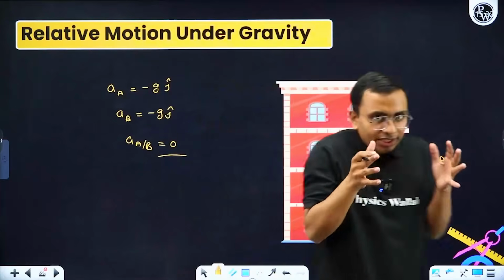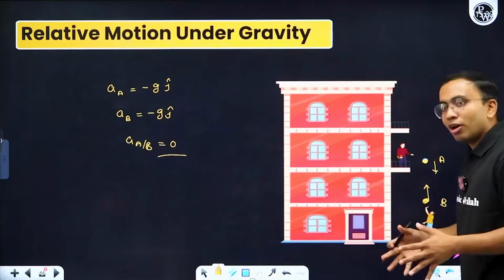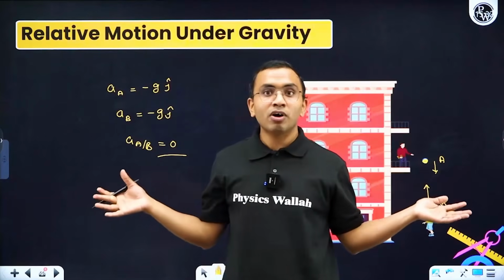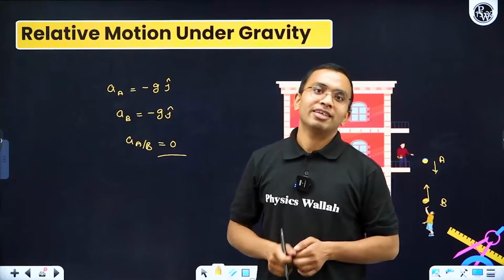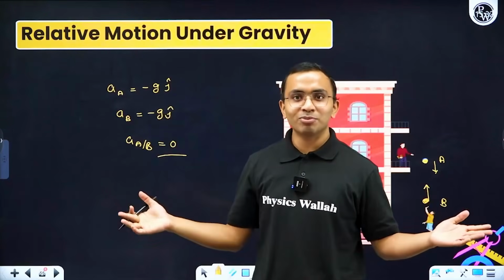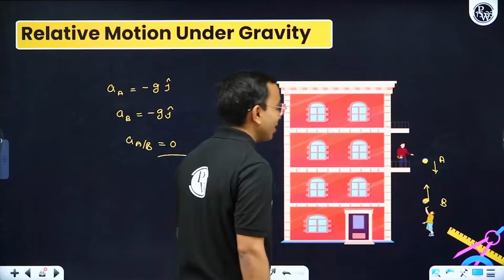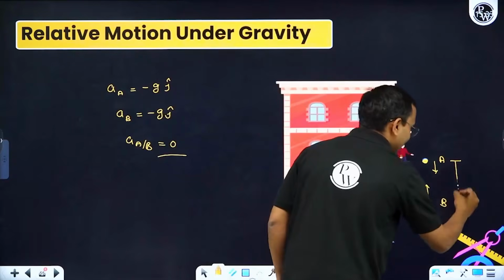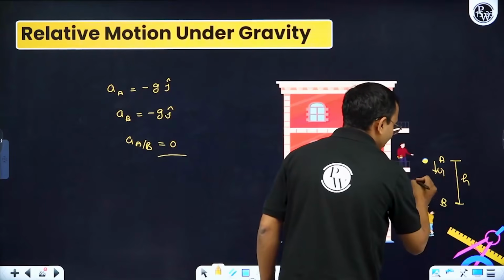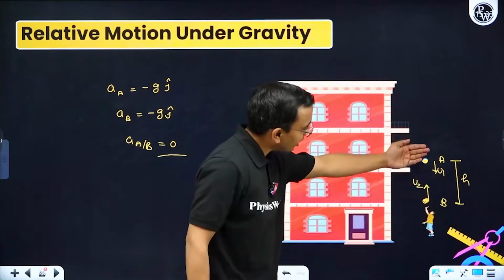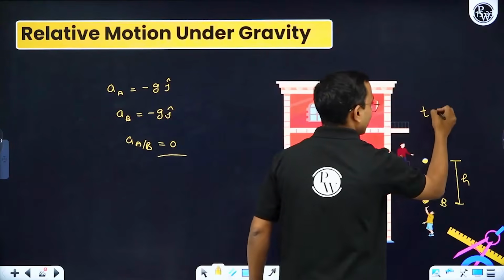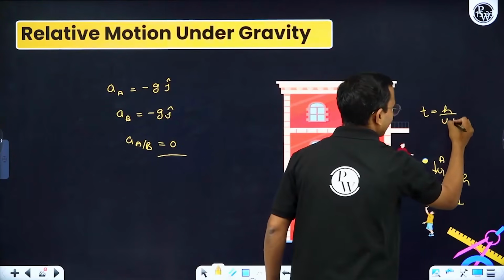So if you sit on one of the balls and you observe the motion of the other ball, it will be moving with uniform velocity. It's not going to change. Motion is so much easy. If this height is h, and the initial speeds are u1, u2, then with respect to A, you will see its speed is u1 plus u2. You will say time will be h divided by u1 plus u2.